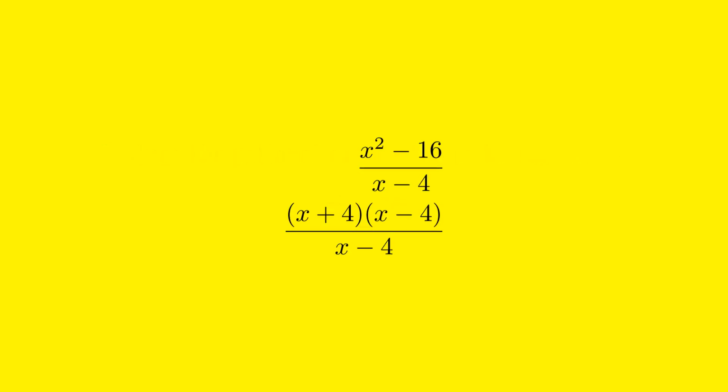To begin, we identify that the numerator, x squared minus 16, is a difference of squares. This means it can be factored into the product of two binomials. The expression x squared minus 16 can be rewritten as x plus 4 multiplied by x minus 4. So, we have the rational expression x plus 4 times x minus 4 over x minus 4.